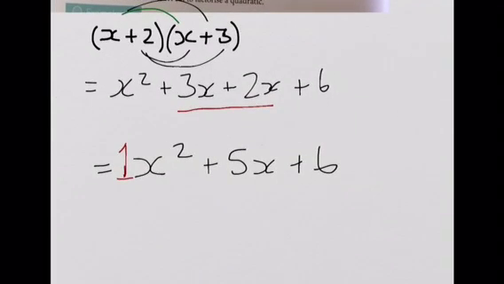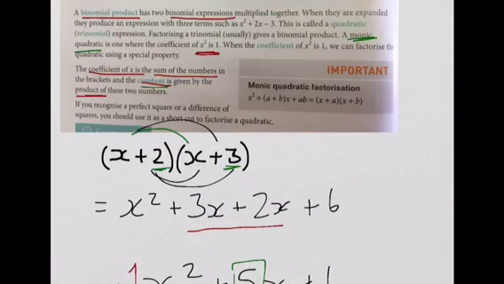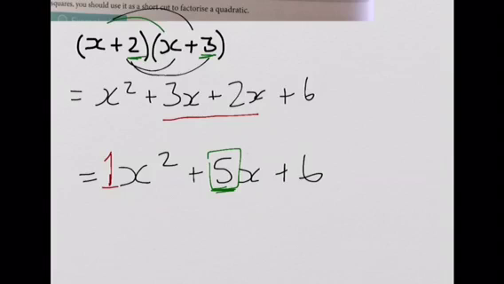So you will have seen this before. The coefficient of the x term is the sum of the two numbers in the brackets, so in this case 5 is the sum of 2 and 3, and the constant is given by the product of these numbers, so 6 is 2 multiplied by 3.